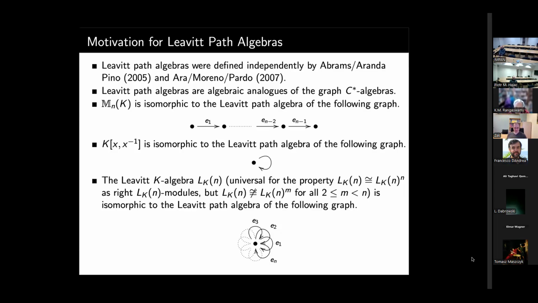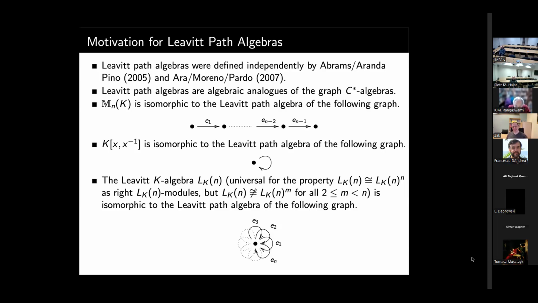coming, if you think of it as a Leavitt path algebra, it comes from this graph with one vertex and n edges. And the nth Leavitt algebra, if you take a product of n copies of it, that's going to be isomorphic as a right module to just one copy. But if you take somewhere between 2 and n copies, strictly speaking, then you won't get anything isomorphic. So that's what happens there.